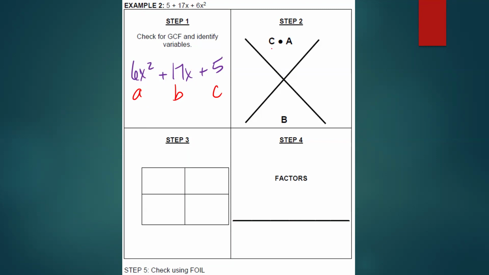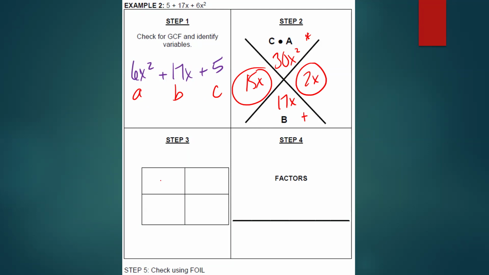All right. So in your cap, you're going to do C times A. So 5 times 6x squared gives me 30x squared. My B term is 17x. So I'm asking myself what multiplies to give me C times A, but adds to give me B. What factors of 30 will do that? Well, that would be 15x and 2x. So my numbers that work are 15x and 2x. Then we go to the box.